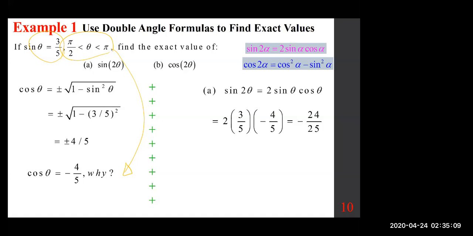You see, the questions we look at are fairly nice and easy. Now, what about part B? Part B says cosine 2 theta. You have the formula, cosine squared theta minus sine squared theta. You have each one, plug it in.